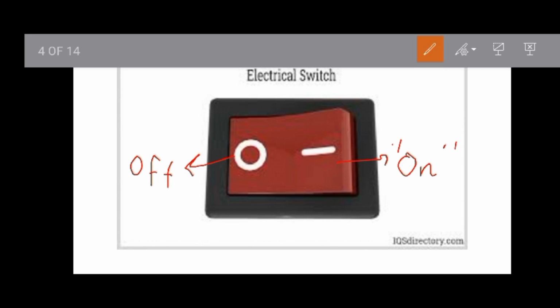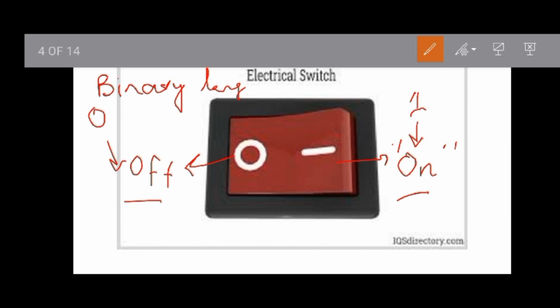I always say that every country has its own languages. In the same way, every device also has its own language. And for switches, the language is binary. That is what I say, that switches talk in binary language, where in binary we mean 0 is off and 1 is on. So this is the language in which they speak.